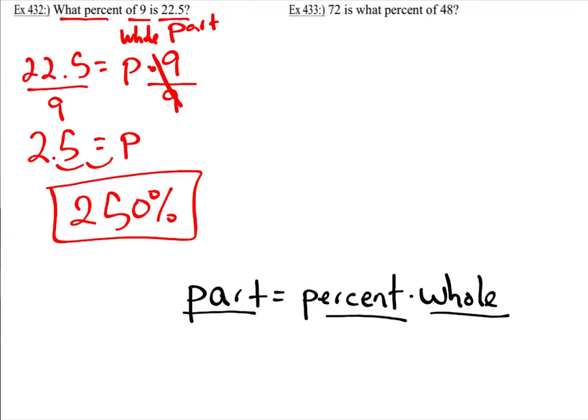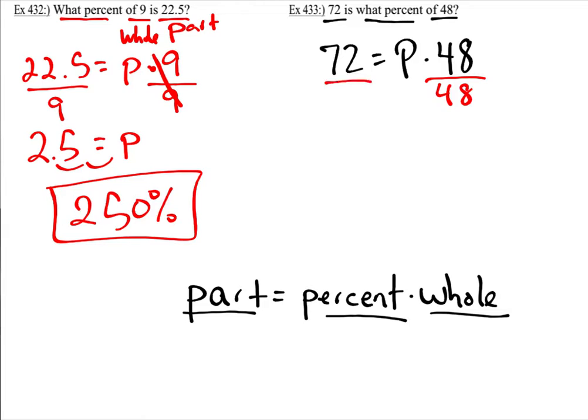Okay, next. 72 is what percent of 48? This would be the setup. The 72 is the part, and it's of 48. 48's the whole. Now solving this, I just need to divide by 48. And P equals 72 divided by 48, which is 1.5. Now because it is a percent, it needs to have the decimal moved, and you get 150%.